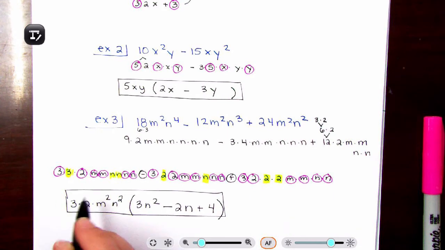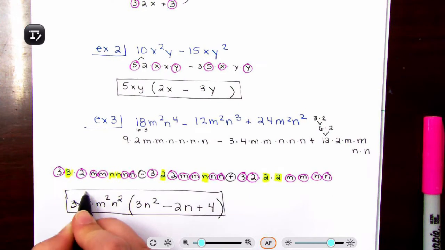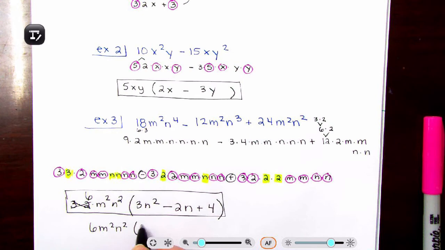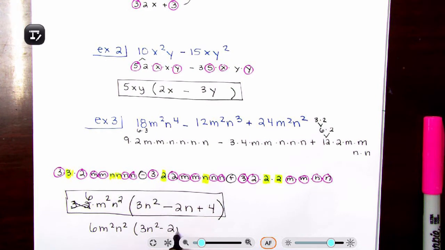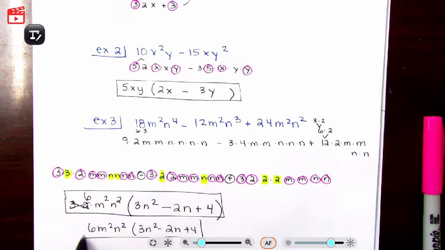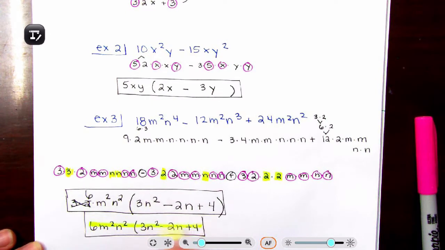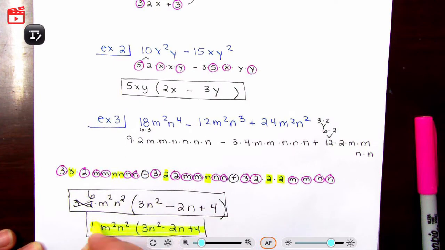Now, 3 times 2 is 6. I'm going to cross this out and just write 6. So technically, our final answer should be 6 times m squared n squared times 3n squared minus 2n plus 4 as our actual final answer, since I didn't really notice the first time that 3 and 2 were not multiplied out. This one here is our answer.